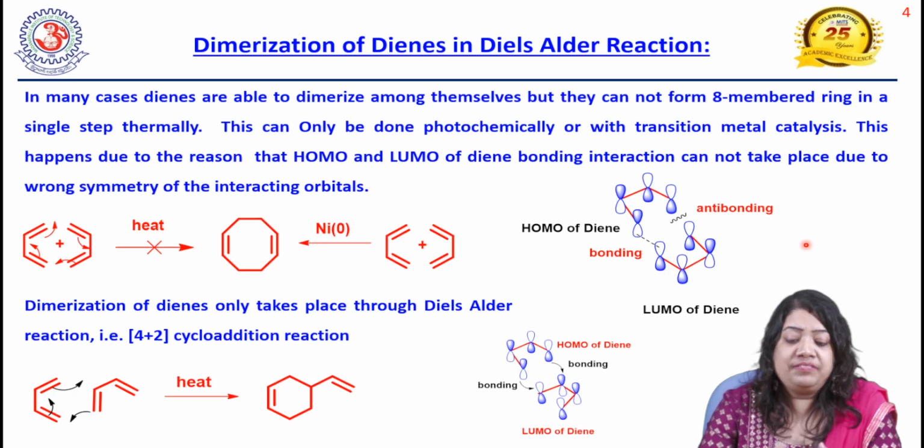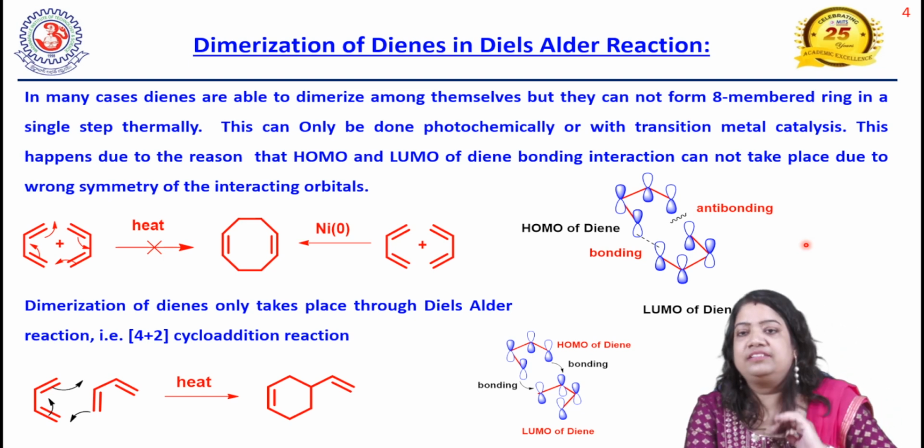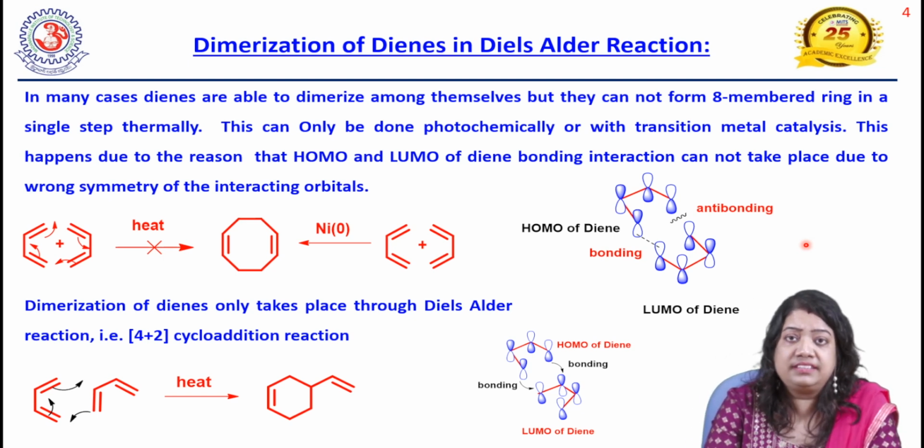Now, dimerization of dienes in Diels-Alder reaction. In Diels-Alder reactions, both the dienes and dienophiles are there. So, is it possible that dienes will dimerize themselves during the course of the reaction? Yes, it is seen that dienes dimerize during the course of Diels-Alder reaction and give side products.